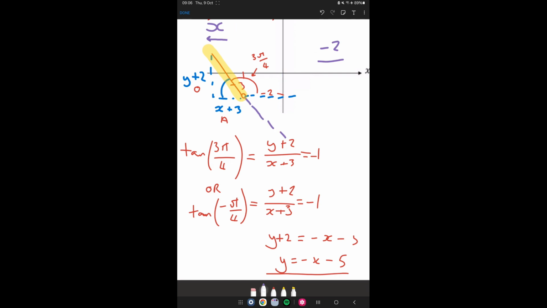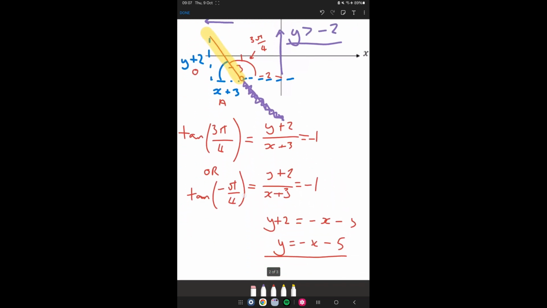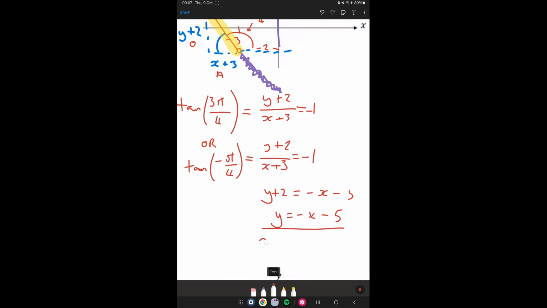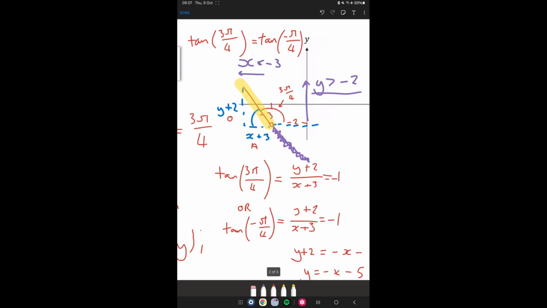So, to finish that off, you just need to write your limits there. So we just need to write that x is less than minus 3, and y is greater than minus 2. So this is why, even though it didn't ask you to sketch a diagram, I think it's a lot easier to picture what's going on there.